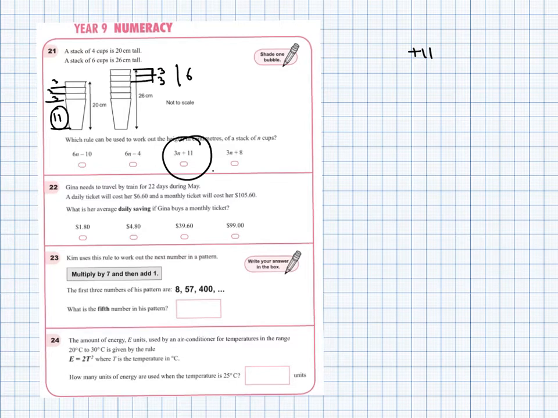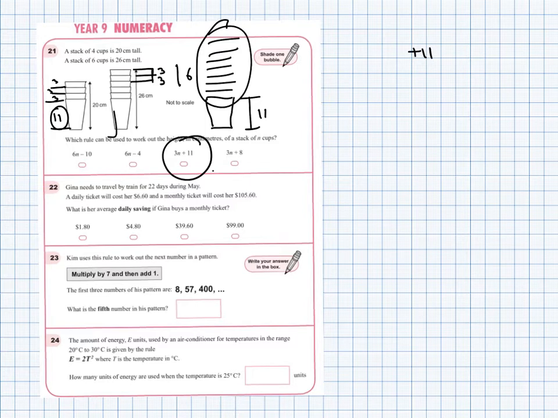And it's not affected by the number of cups. So we know this cup is going to be here all the time, and if you have another one, again, it's going to be 11, and you just add more. Pretty much just this height is affected by how many cups you're going to add. So 11 is constant, that's like the starting point. So we're going to choose this one here.